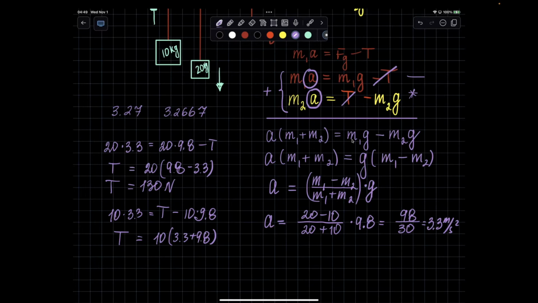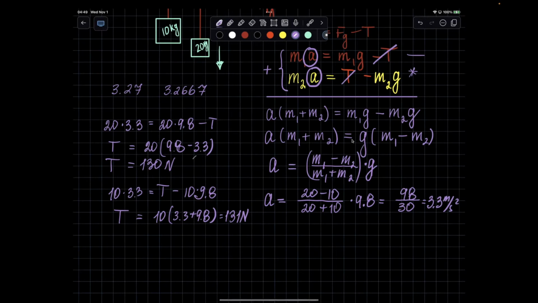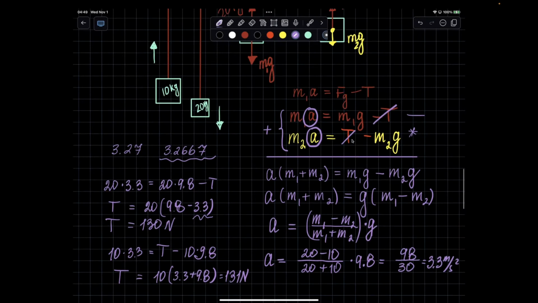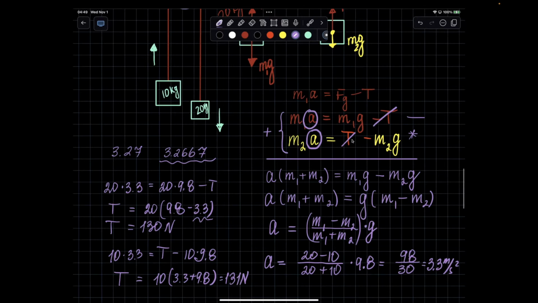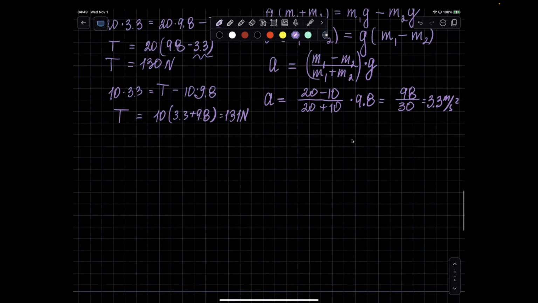Technically, it is 131 newtons. So it looks like it's different, but if you use not 3.3, but up to 5 sig figs, your forces are going to be closer in their value. So you are welcome to use either one of the equations. Your results for tension are going to be very, very close. So it doesn't really matter which one you choose.